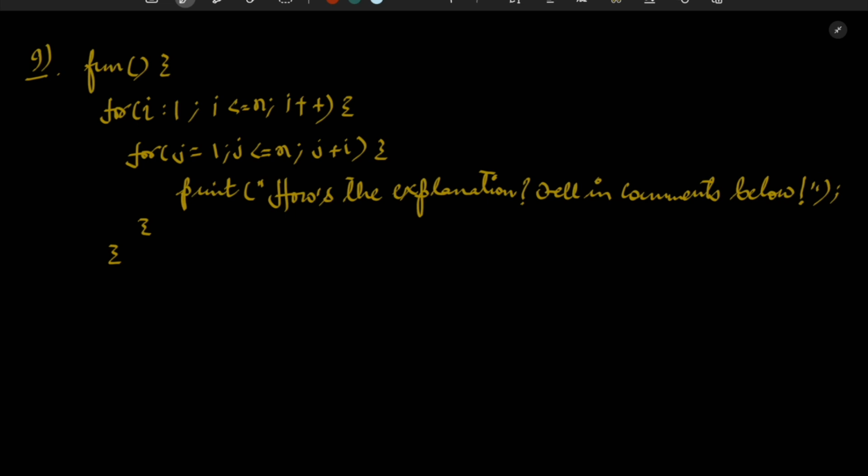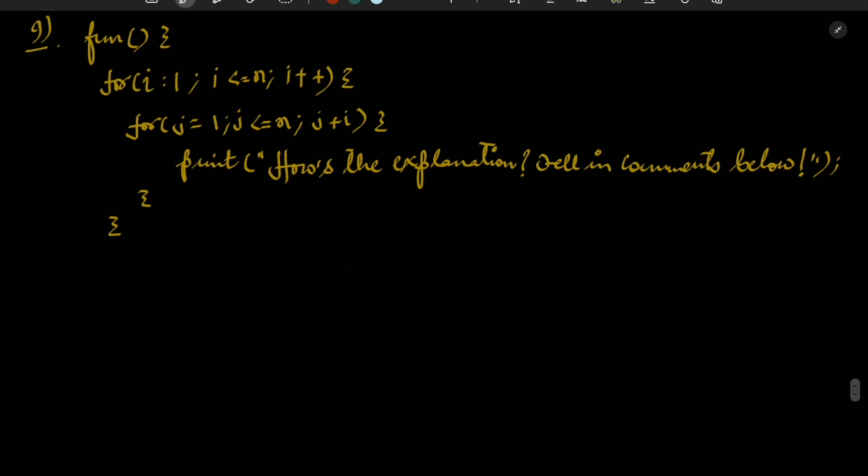This is a bit interesting. So let's do it. We have a function fun and we have two loops. The outer loop is running from i to n and it's incrementing one by one, that is i plus plus. Then the inner loop is running from j as 1 till n and the j value is incrementing with i. So let's say if i is 1, then j becomes j plus 1. If i is 3, then it becomes j plus 3. And the inner loop is going to print something, as in how is the explanation, tell in the comments below.